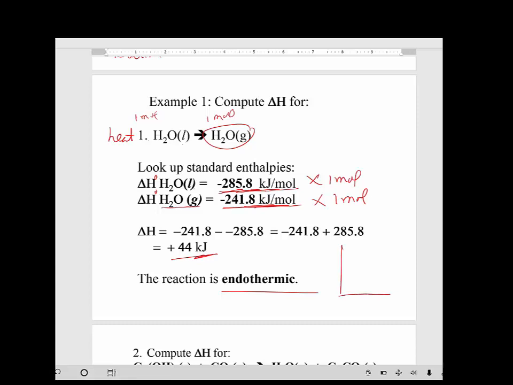If we drew an enthalpy diagram, it would look like this. This would be H2O in the liquid phase. This would be H2O in the gas phase. Delta H, progress of reaction. And that delta H there would be positive 44.